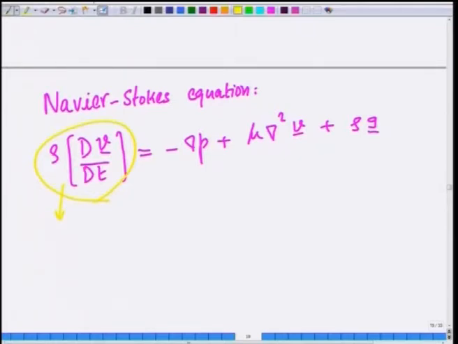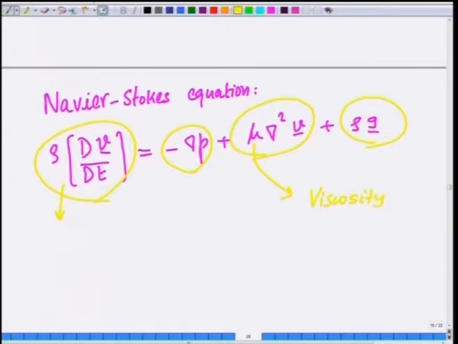So, this is equal to the sum of all forces. This is the pressure forces acting per unit volume on a fluid. These are the viscous forces acting per unit volume of the fluid, and these are the body or gravitational forces acting per unit volume of the fluid, and mu is called the viscosity of the fluid.